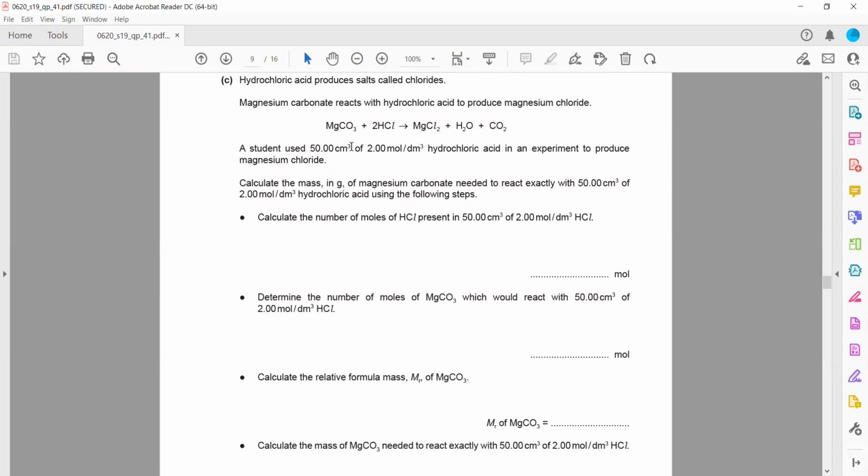In the first part, hydrochloric acid produces salts, which are known as the chlorides. Magnesium carbonate, when it reacts with hydrochloric acid, produces magnesium chloride, water, and carbon dioxide. A student used 50 cm cube of 2 moles per dm cube hydrochloric acid in an experiment to produce magnesium chloride. We have to calculate the mass in grams of magnesium carbonate that is needed to react exactly with 50 cm cube of 2 mole per dm cube hydrochloric acid.